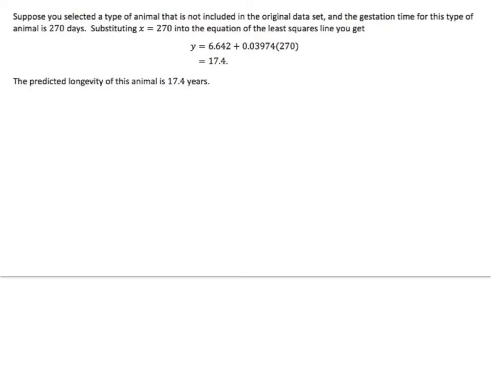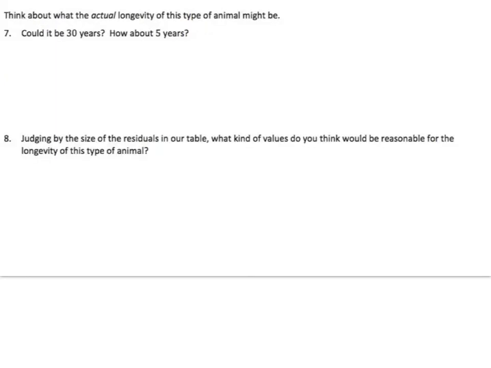Suppose you selected a type of animal that is not included in the original data set, and the gestation time for this type of animal is 270 days. Substituting x equals 270 into the equation of the least squares line, you get 17.4. The predicted longevity of this animal is 17.4 years. Let's talk about it. Think about what the actual longevity of this type of animal might be.